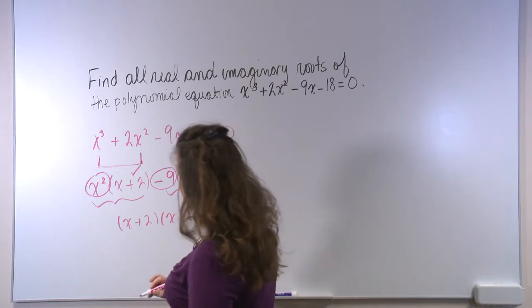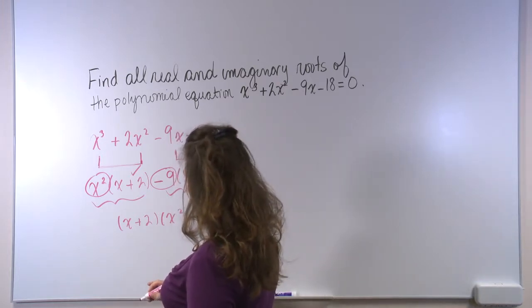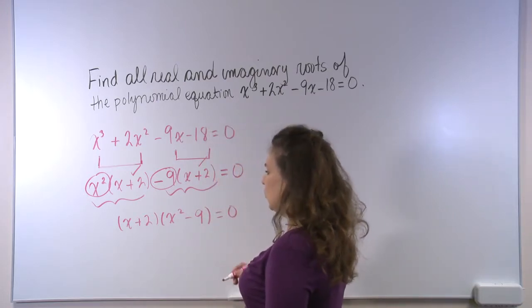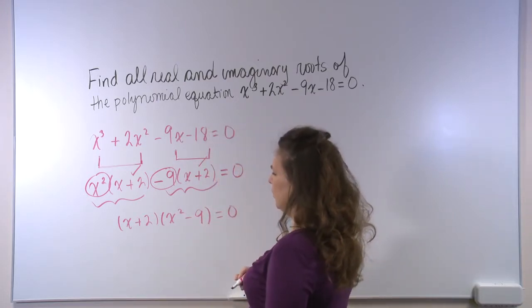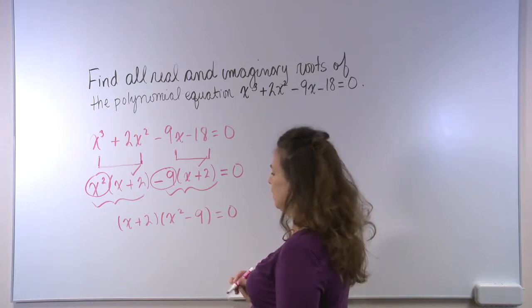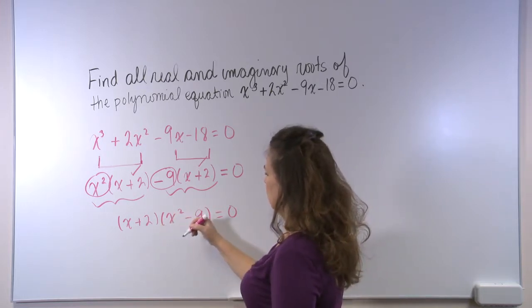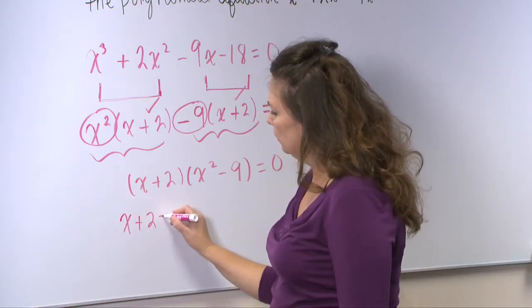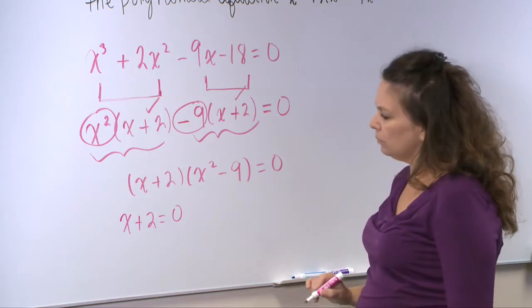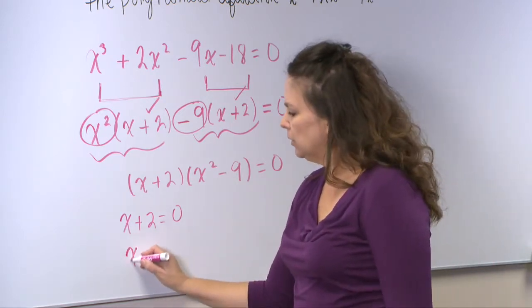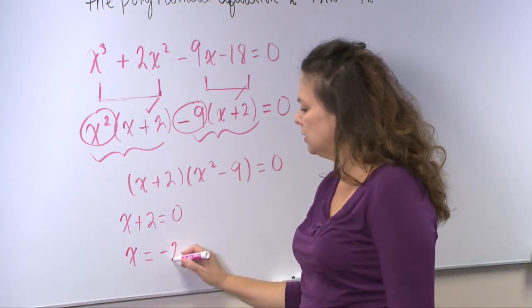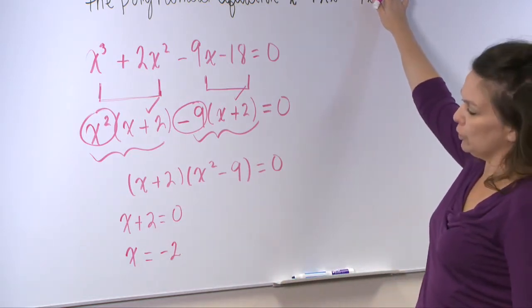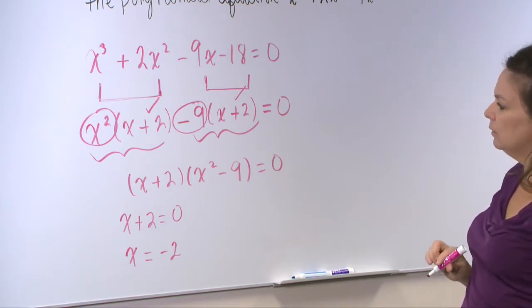So now I'm going to use the zero product rule and set each of these factors equal to 0. That's one approach. I could also continue factoring if I wanted to, x squared minus 9, as it is the difference of two perfect squares. So I'll set x plus 2 is equal to 0. Subtracting 2 from both sides, I'll find that x is equal to negative 2. And this is our first root of the polynomial equation.